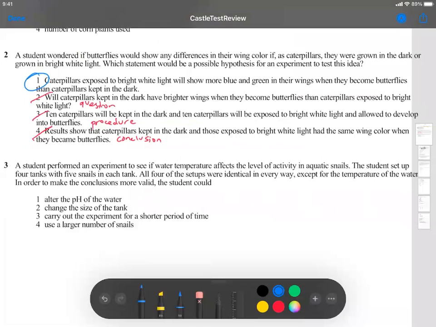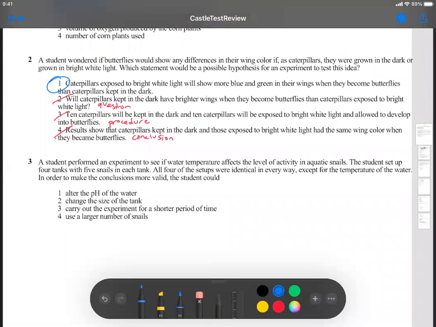All right, number 3, a student performed an experiment to see if water temperature affects the level of activity in aquatic snails. The student set up 4 tanks with 5 snails in each tank. All 4 of the setups were identical in every way except for the temperature of the water. In order to make the conclusions more valid, the student could 1, alter the pH of the water, 2, change the size of the tank, 3, carry out the experiment for a shorter period of time, or 4, use a larger number of snails. Show me what you got in 3, 2, and 1.